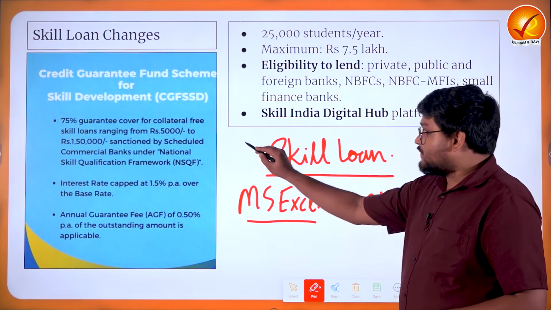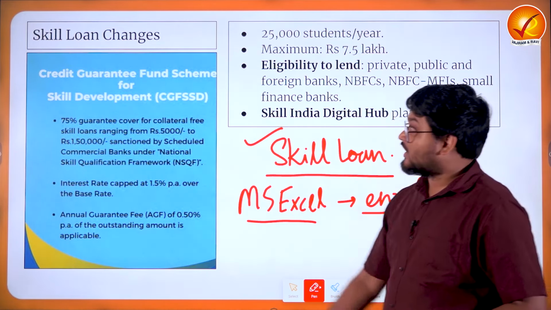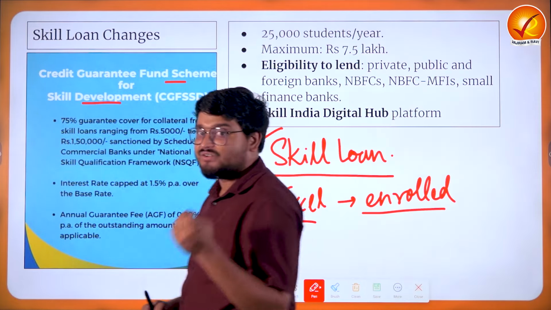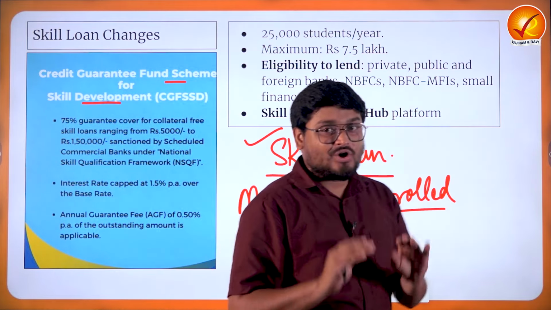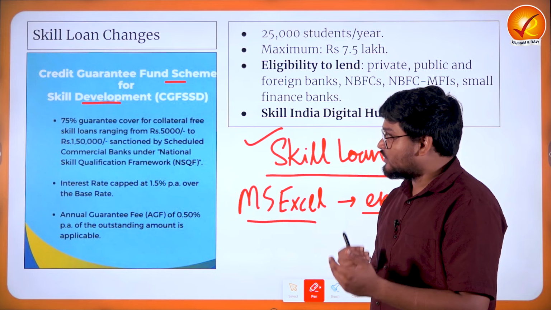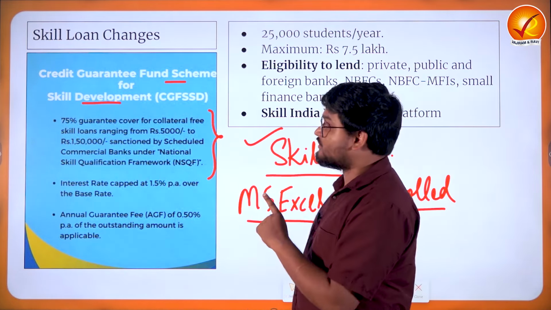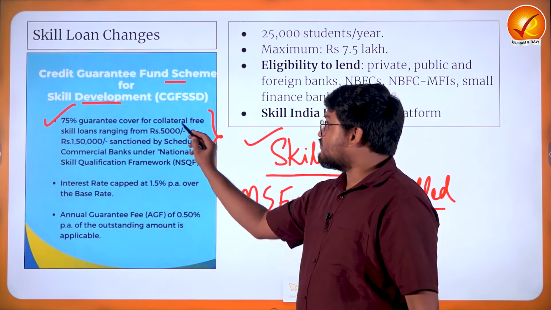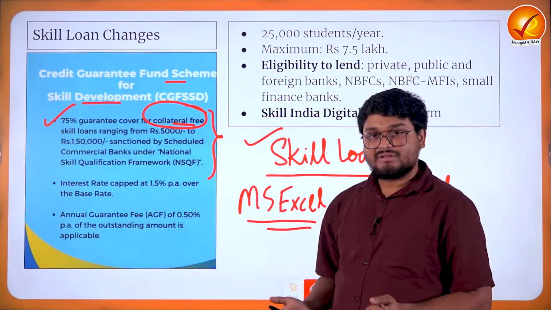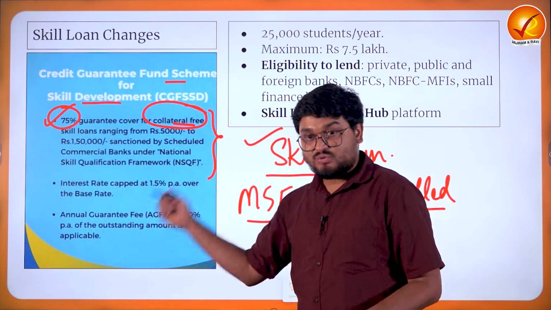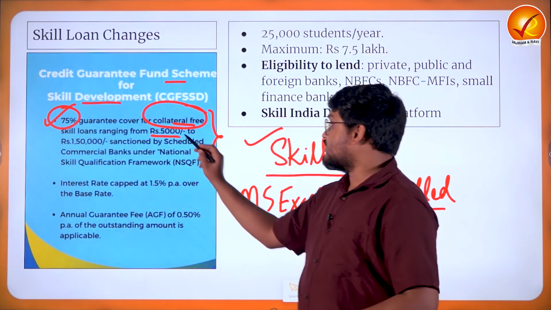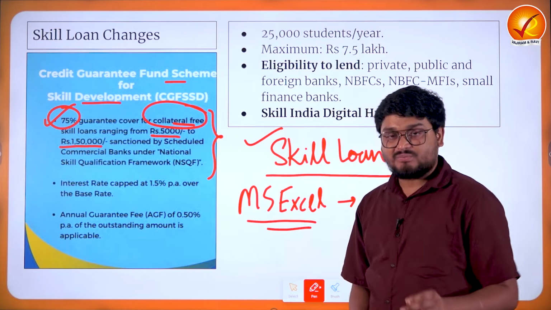And this is where this particular aspect is extremely important for our understanding: the Credit Guarantee Fund Scheme for Skill Development. Whenever we go to the banks for taking any kind of loan, the banks always ask for some kind of collateral or some guarantee. In financial terms, the guarantee generally means the collateral. Here the central government under this particular scheme is giving 75% of the guarantee for the collateral-free skill loans. That means for the student, this loan for say this MS Excel course is totally free of collateral, and the bank will be taking the guarantee from the government of India. This is a collateral-free loan which was ranging from 5,000 rupees to 1.5 lakh rupees. This was the previous term.